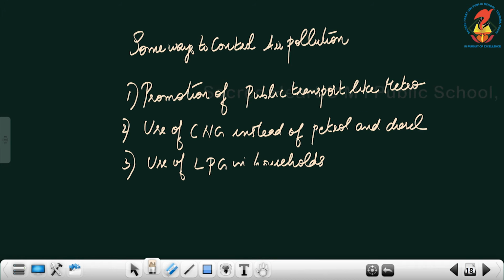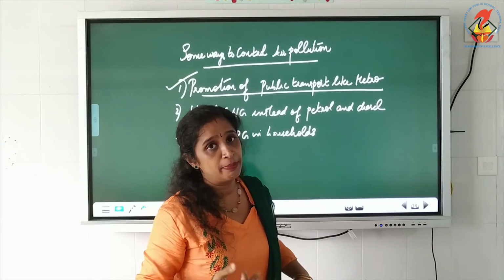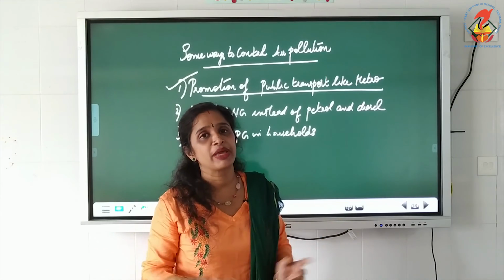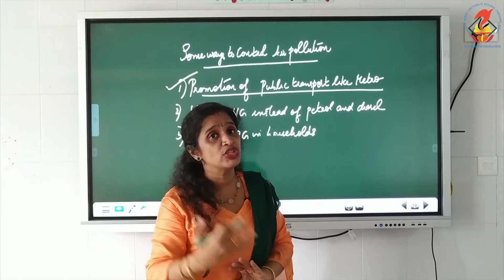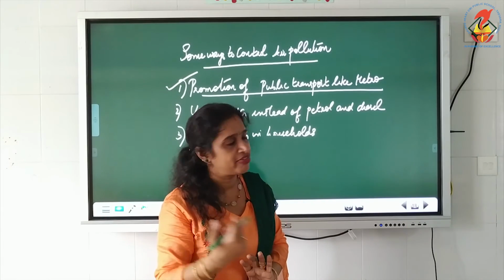Now, how to control this air pollution? As it is a serious issue, we need to find a solution to control air pollution. Let us see what are the major measures to control air pollution. Promotion of public transport like metro, because the metro is purely free from air pollution. So, encourage the use of public transport system like metro, which we have now.